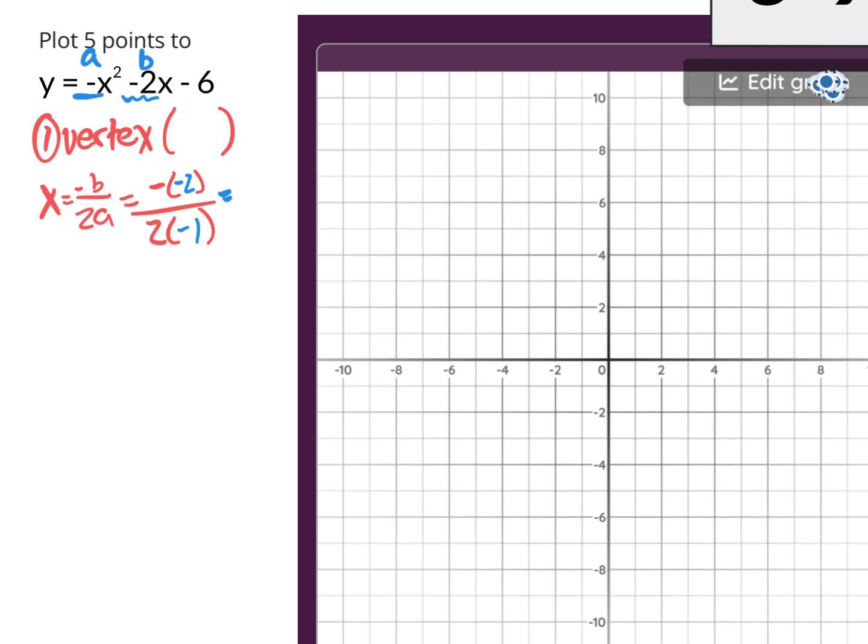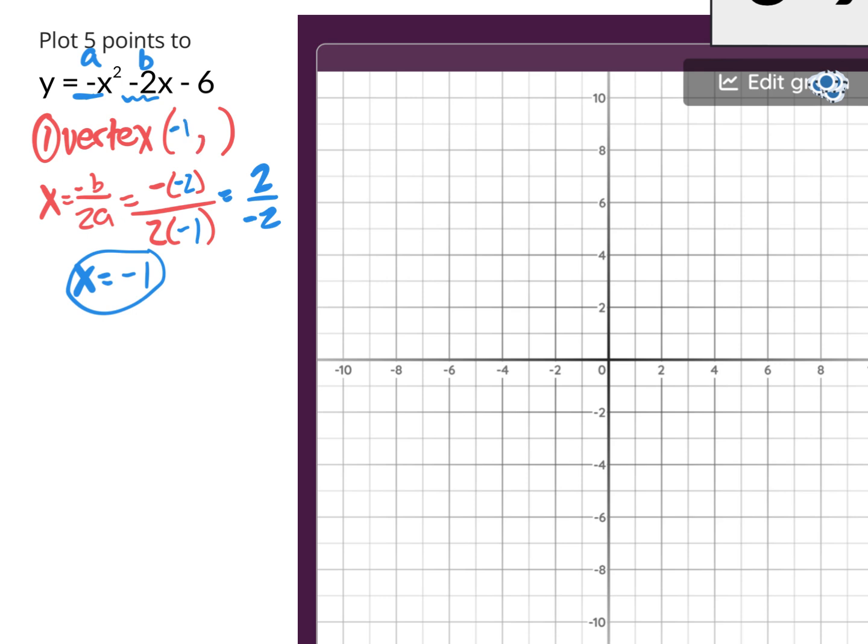Up on top, you have a -2, which is really a +2, and on the bottom, you have 2 times -1, which is a -2. So x equals a positive divided by negative, which is a -2 divided by 2 is 1. X equals -1. You have the x value of your vertex, -1. Now you want the y value.